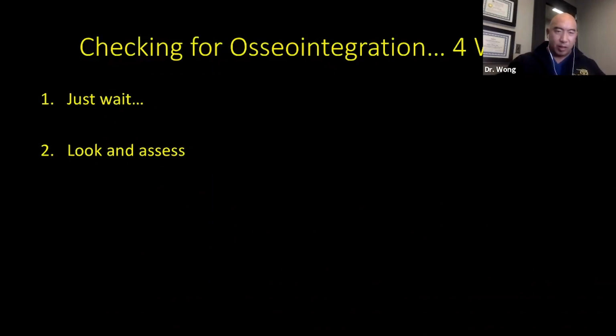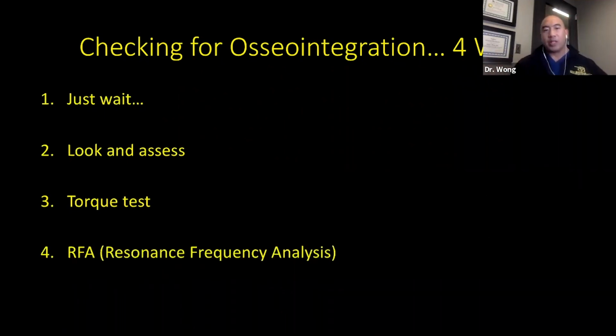There are probably more than this, but there are 4 basic ways that we check for osseointegration of an implant, okay? Number 1 is we just wait, at the recommended allowable time. Number 2, we look and assess, radiographically or clinically. Maybe we tap on it, shake it, try to wiggle it, whatever. The third method, which is a proven and well-studied method, is the reverse torque test. And the fourth method, which is the newer way, is resonance frequency analysis. So those are the 4 ways.